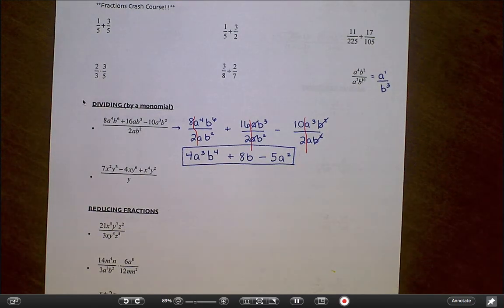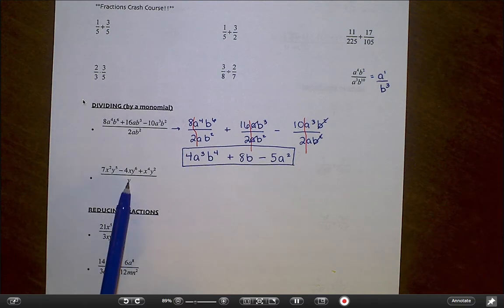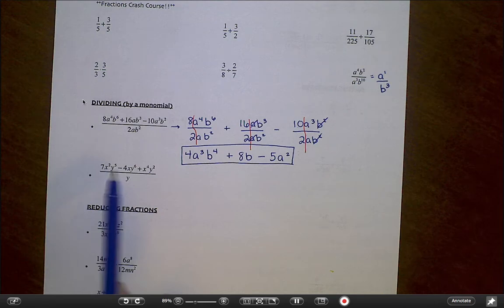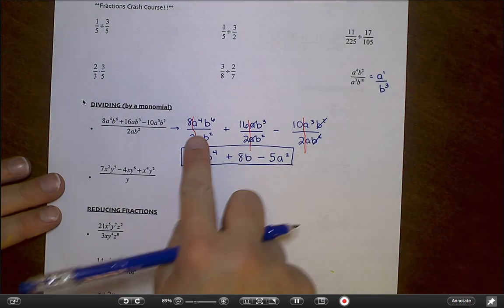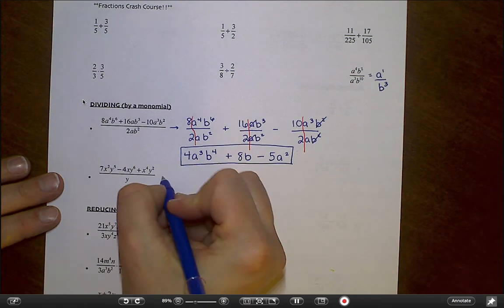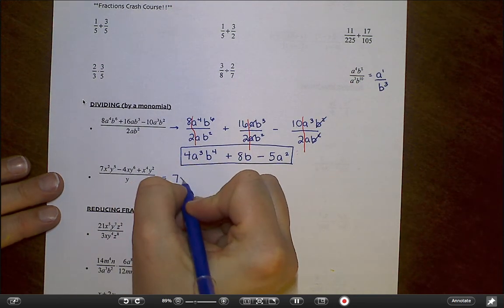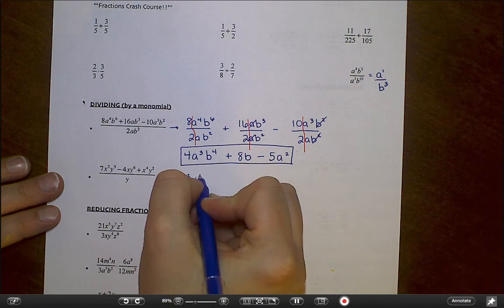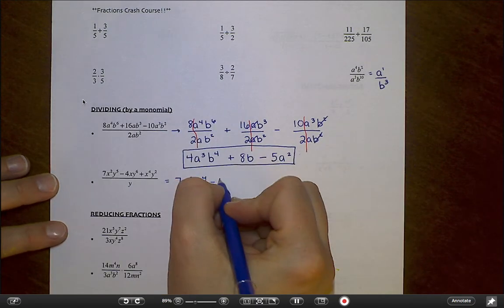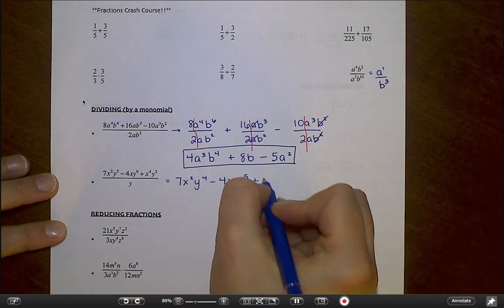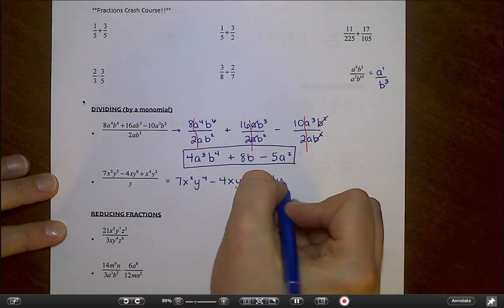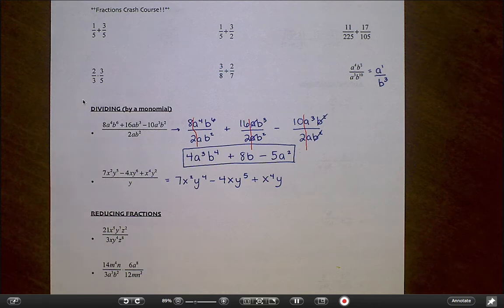Okay. So when I look at that next one, I've got this giant mess being divided by just a single y. Essentially, all that's going to do is knock a y off of each of these terms. Just remember to do it to each one. So I don't think I need to take the time to write it out the long way here. I think we can just say 7x squared y to the fourth minus 4xy to the fifth plus x to the fourth and then a single y.